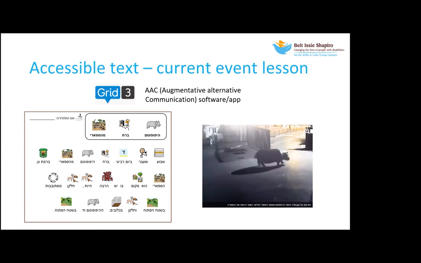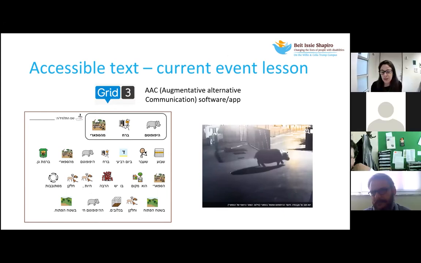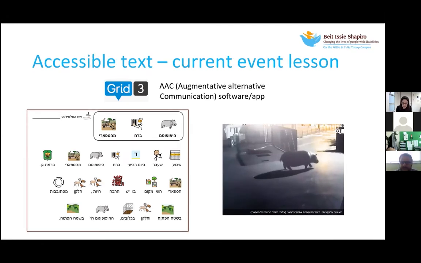And this is a current events lesson that we have every week. The children love it. This lesson was about the hippo that ran away from the zoo, which is a very interesting story. And they can really read it because of the symbols. They can take it home and even tell their parents what happened. And it also promotes communication with the family. And we always add a video so they can see it.